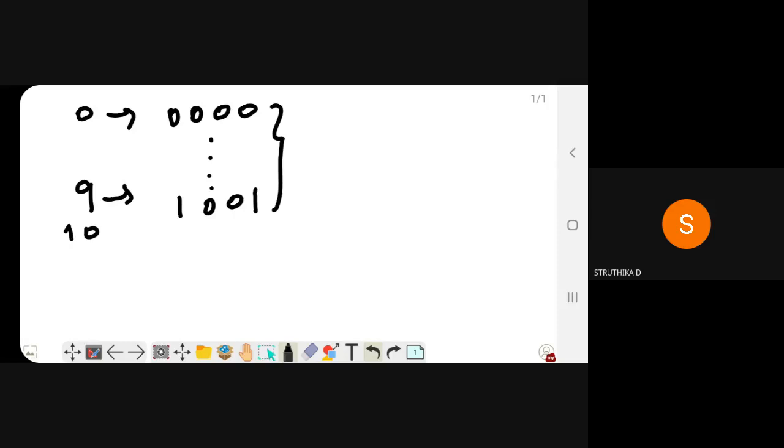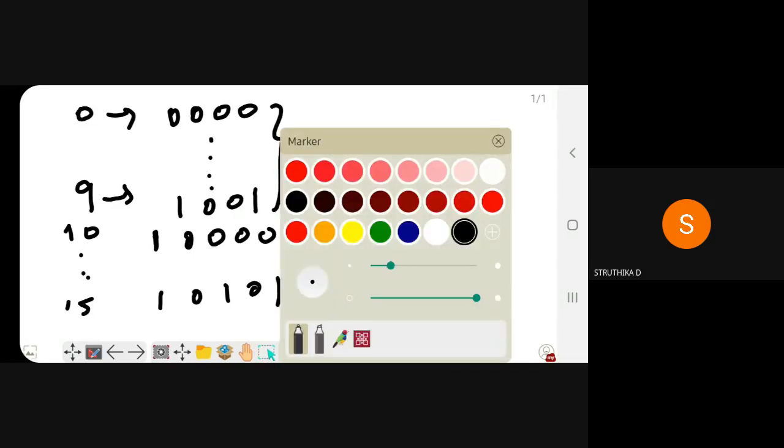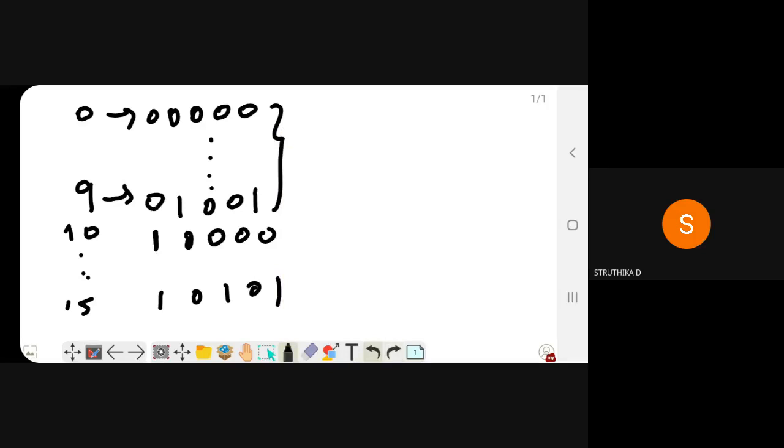In case I want to represent the value 10 in BCD, I have to make this one a carry, and again start with 0000, up to 15 as 0101. So for 0 to 9, I wrote 4 bits, and in the 5th bit you will just have 0 from 0 to 9. Do you understand? Yes, ma'am.